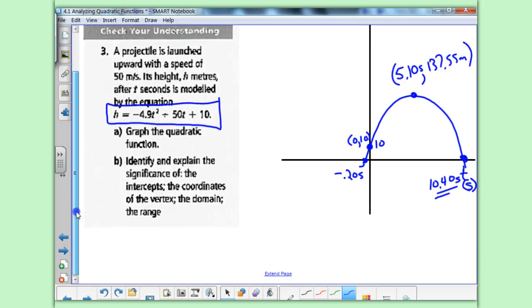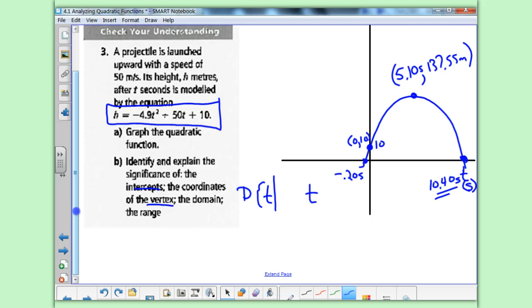Okay. So I found out all the key characters, the vertex, the domain and range we're going to talk about in a second. What is the domain of this? Well, remember from a practical sense, right? So I've identified the intercepts, the coordinates of the vertex. What's the domain? Well, the domain would be time such that now you're blasting off a rocket. It doesn't make sense to go back in time, so I would say time is greater than or equal to 0 and less than or equal to 10.40 seconds.